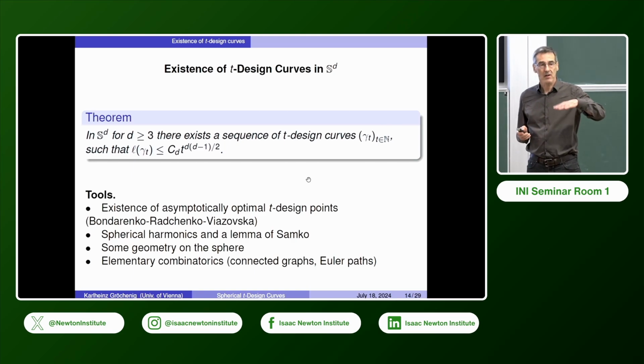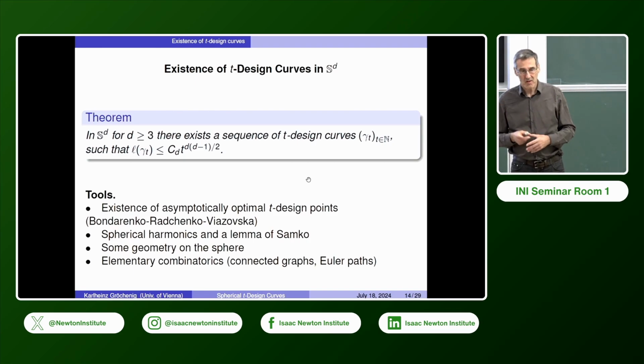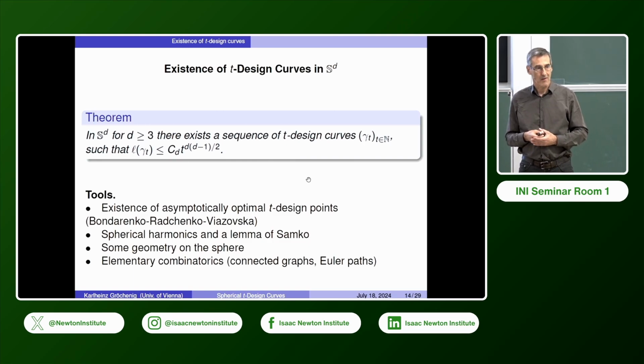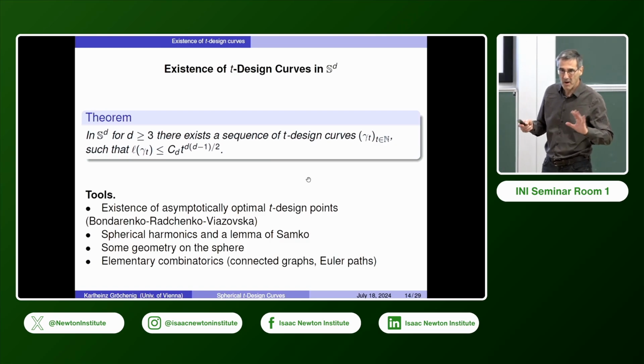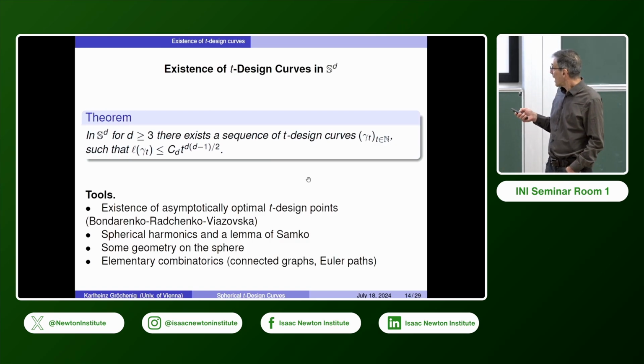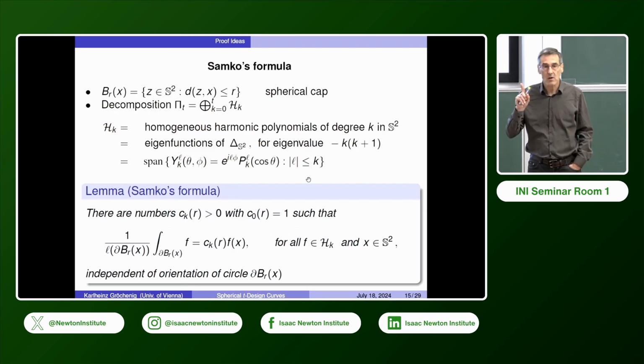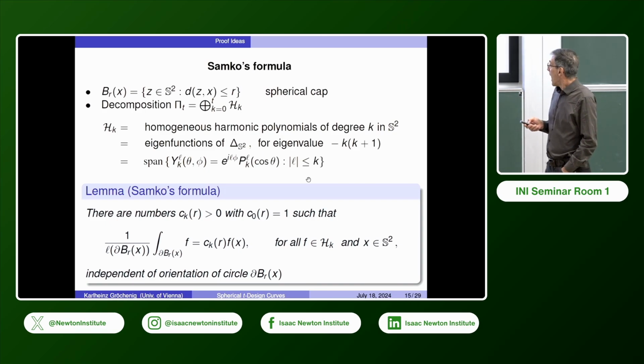So I won't go into arguments for the lower bound. Philippe Jaming presented many arguments in the context of what's called the sieve inequalities, that's basically arguments of that type. I want to show you some of the arguments for the existence. And for the existence, I do that on the 2-sphere because that's less technical. And an important ingredient is a formula by Zamko.